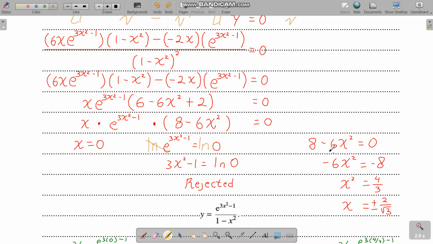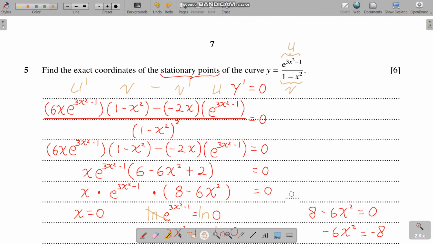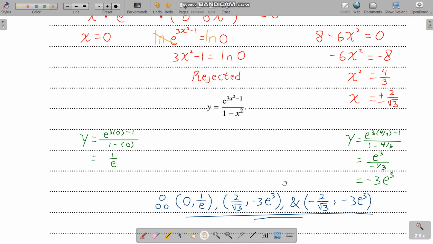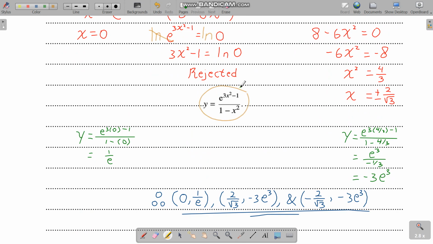Now from the third factor, 8 minus 6x squared equals 0. Just subtract 8 from both sides, divide both sides by minus 6, and we take the square root of both sides, and we get plus minus 2 over root 3. So because the question is to find the coordinates, we need to find the y value as well. To find the y value, we use the original curve equation.